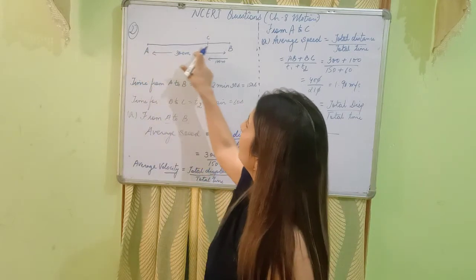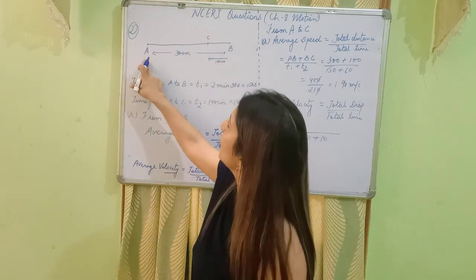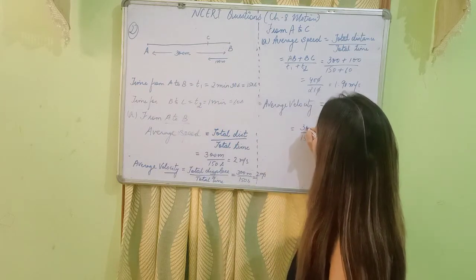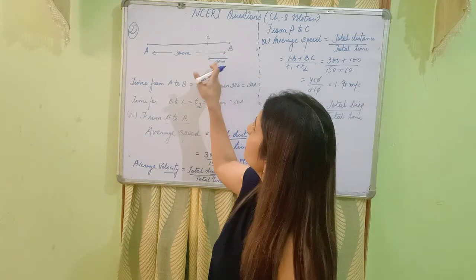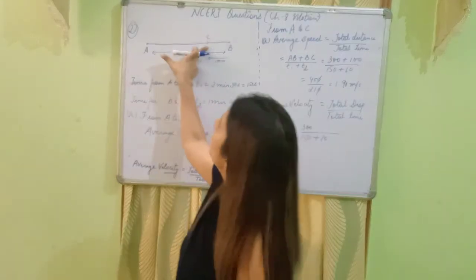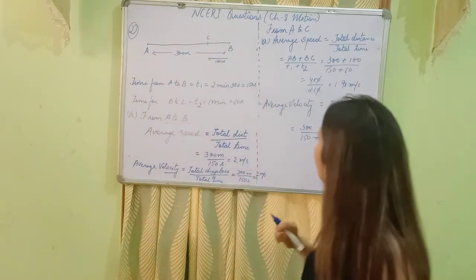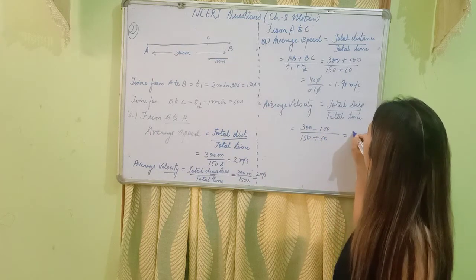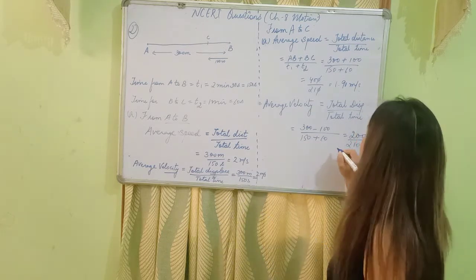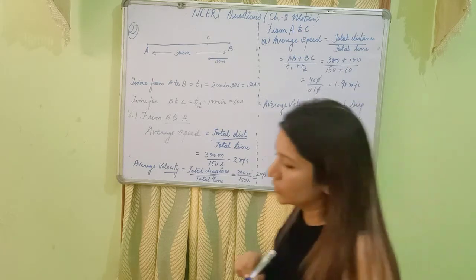Beta, look, 300 was covered up to here, but the initial position was A. From A to B, the total displacement is 300. Then 100 meter he comes back, so now what is his final position? C. So we need to calculate only the displacement during this time interval from A to C. From A to C it is 200. 200 by 210, the answer will be 0.95 meters per second. I hope the question is quite clear.